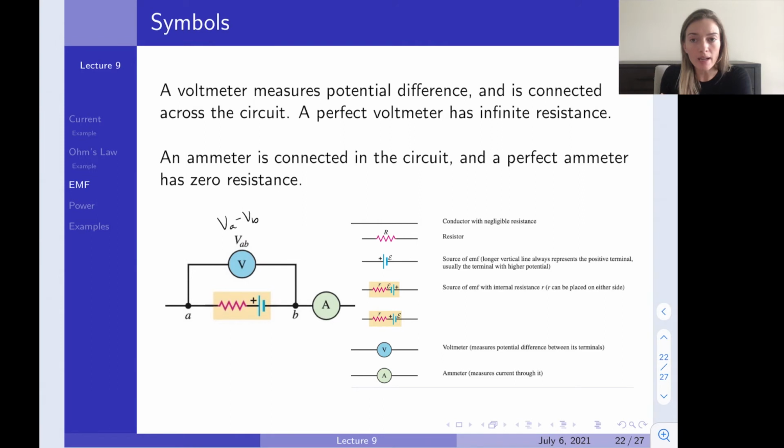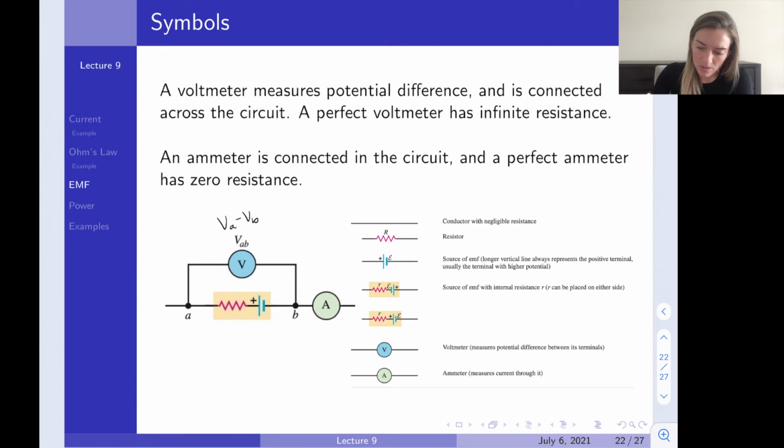So a straight line is just a wire with perfect conductivity. It has no resistance. This little jagged red thing is a resistor. So you'll lose energy, you'll lose potential difference there. This represents a battery, these 2 lines. This here, as we just saw, represents a battery with internal resistance. And you can draw it either way. And then voltmeter and ammeter again.